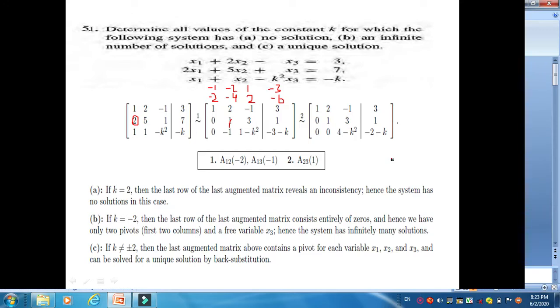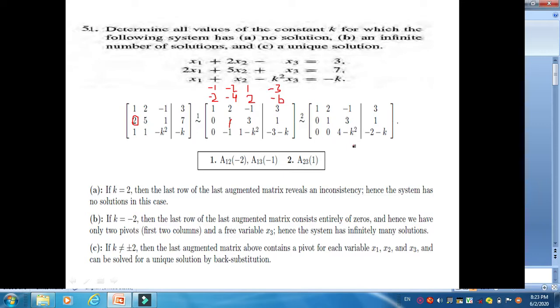Okay, now listen, in part A we have to find no solution. The lemma tells us that if the system has no solution, it satisfies the condition that the rank of the coefficient matrix must be less than the rank of the augmented matrix, right? So if the rank of the coefficient matrix becomes 2 and the rank of the augmented matrix becomes 3, we may say the system has no solution, right?